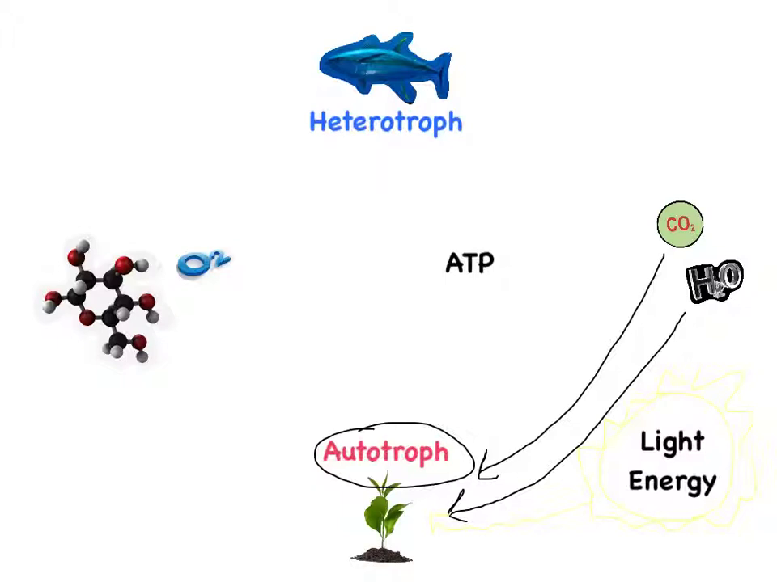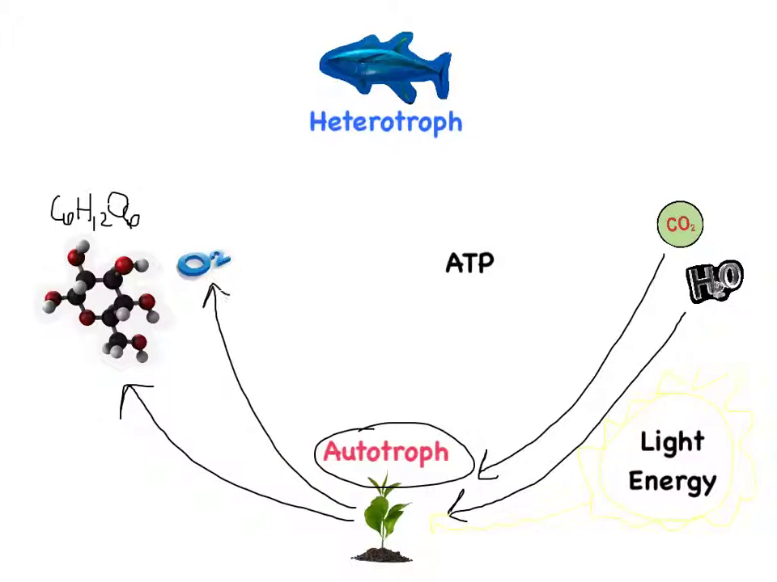And then inside a cell structure called a chloroplast, the plant will produce sugar, which is this giant molecule right here. A simple sugar, a single monosaccharide like glucose, is 6 carbons, 12 hydrogens, and 6 oxygens. And then also, as a byproduct, they produce the oxygen that we breathe in, which brings us to heterotrophs.